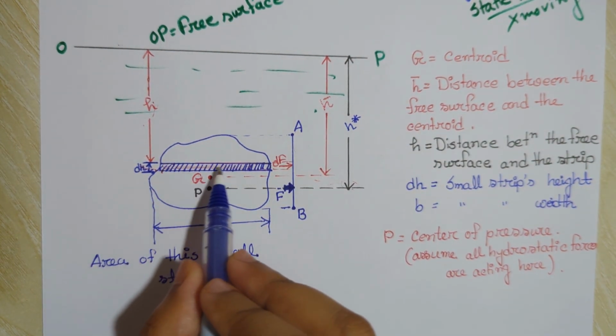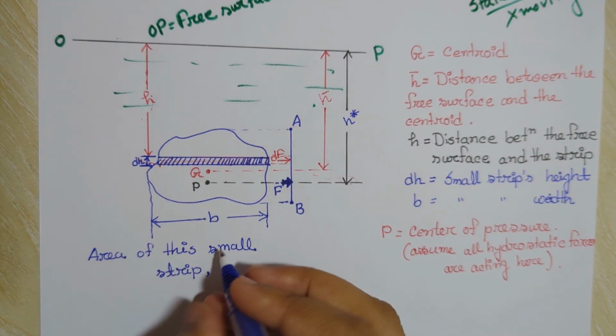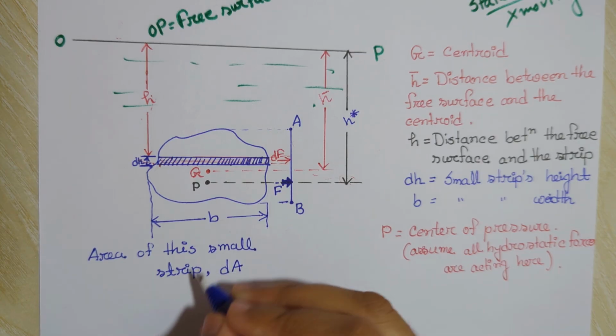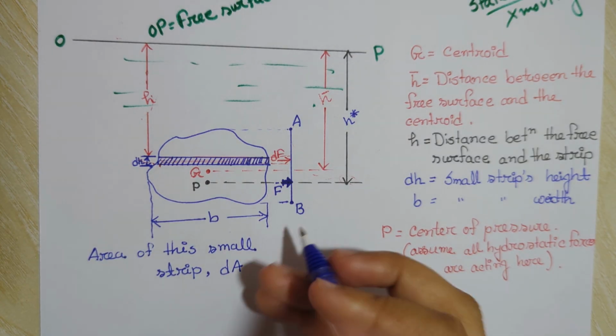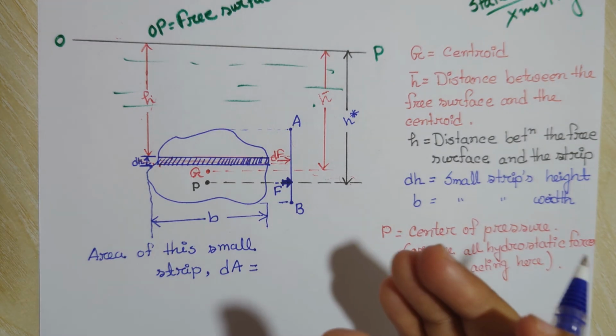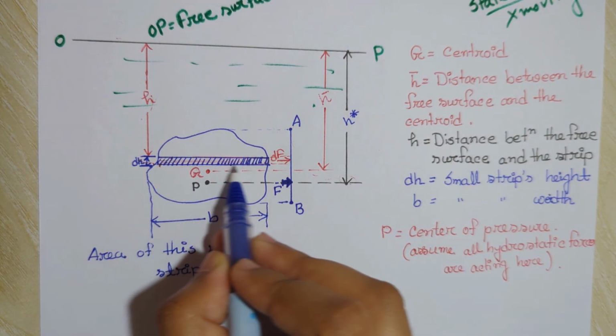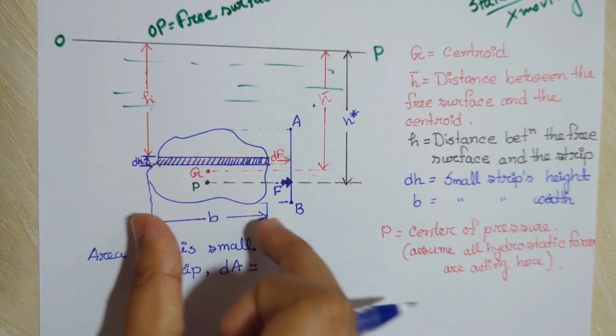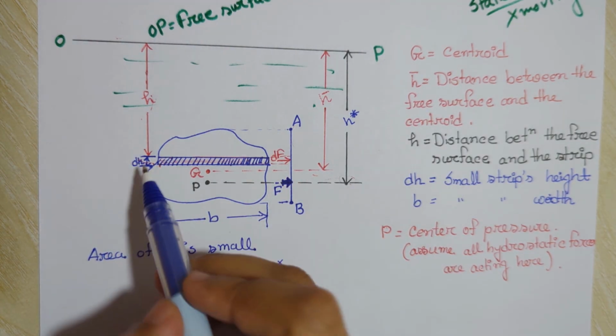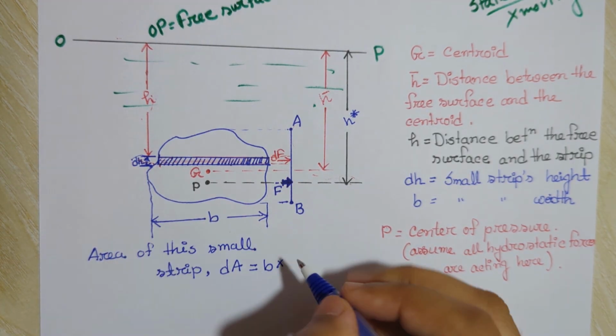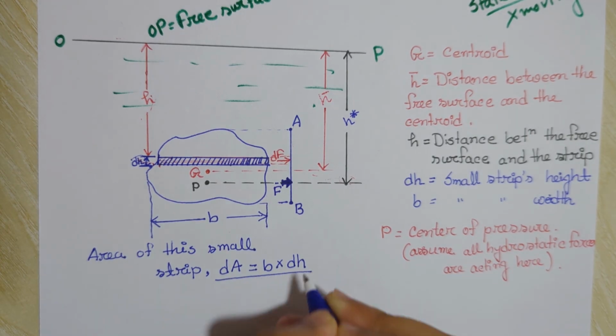What will be the area of this small strip? The area of this small strip will be dA. Here we use d because this is very small. dA equals, we know that area is width into height. So the width of this small strip is B, and the height of this small strip is dH. B into dH. This is the area of this strip.